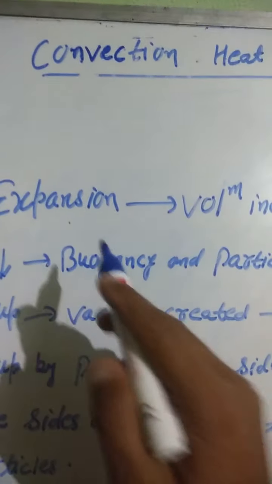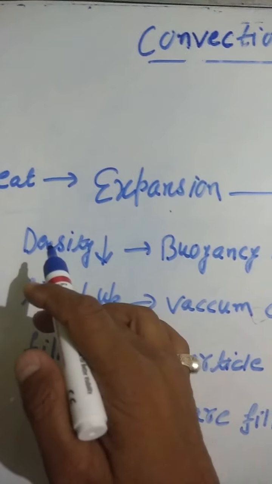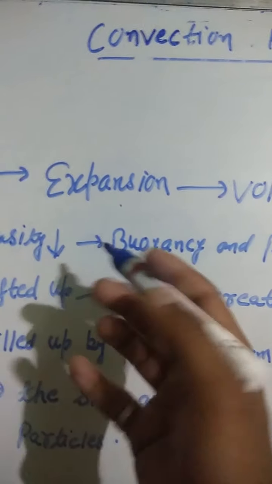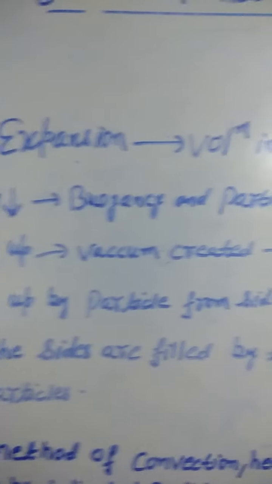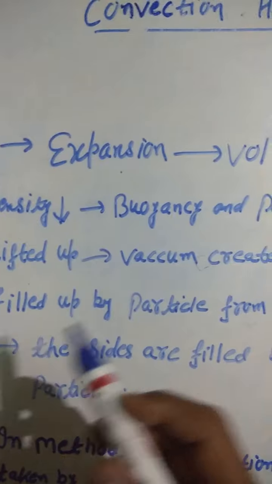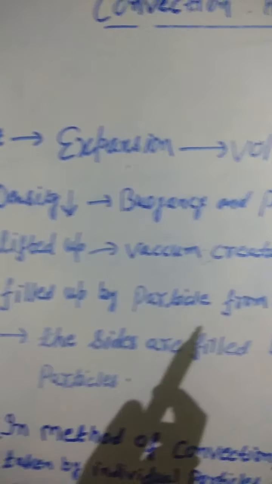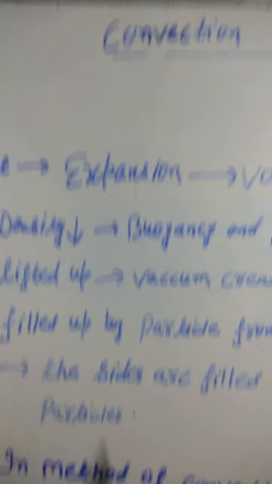So we can say that after getting heat there is expansion. After expansion, volume increases, and because of the volume increase, density decreases. Then because they are lighter, there is buoyancy, and particles are lifted up. Vacuum is created. This vacuum will be filled by the particles from the sides. The sides are filled by top particles.